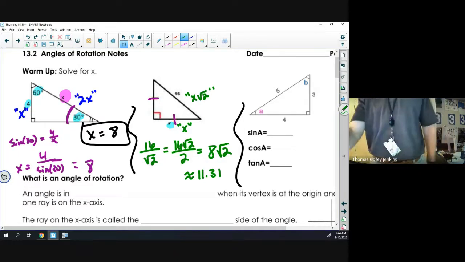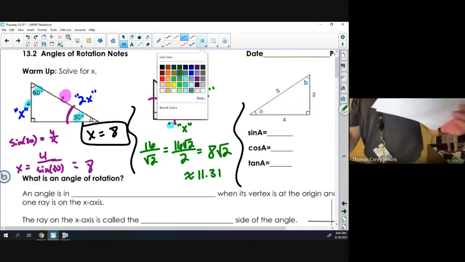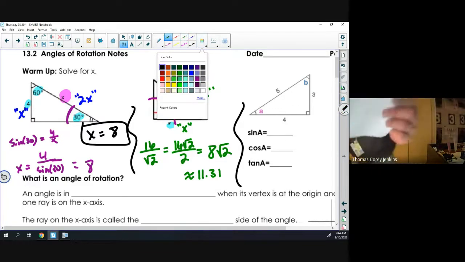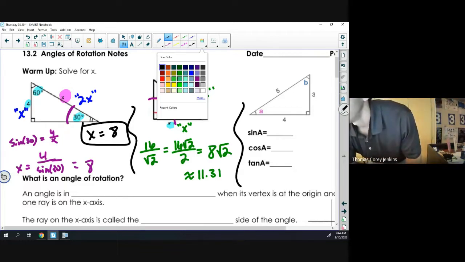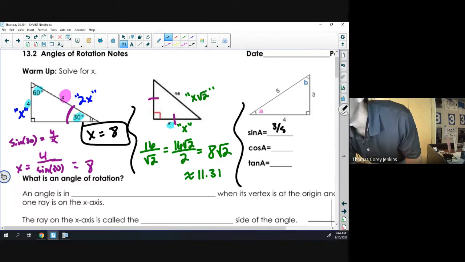All right. So then on the last one, I want you to just say it if you know it. So sine is what? Come on, somebody knows it. 3 over 5. All right. Cosine is 4 over 5. Thank you. And tangent. All right.